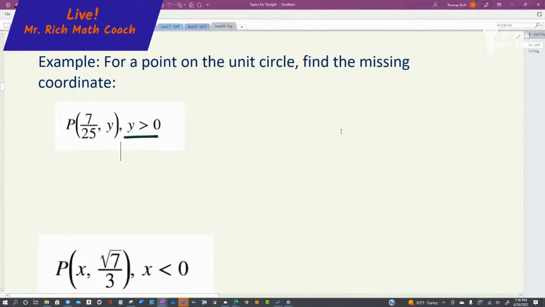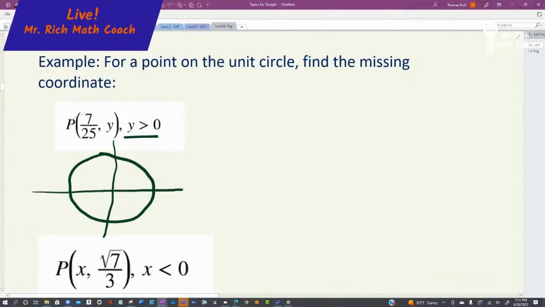So let's try to establish what this answer would be. I'm going to draw my unit circle. We'll just sketch one right here. And what we're going to do, 7/25 would mean that I'm coming out. I'm just going to call this a point here, 7/25 y. So that would mean then my hypotenuse is 1. This distance here would be 7/25. And I need to find out what the y coordinate is, like that.